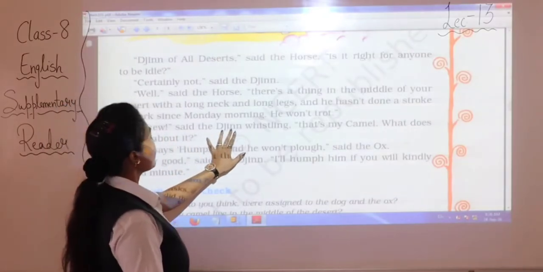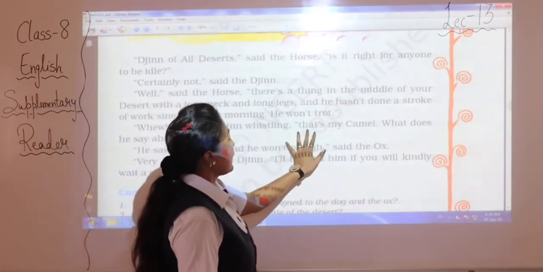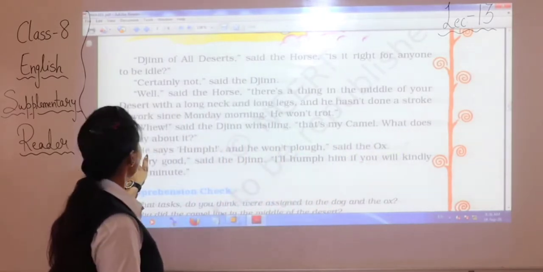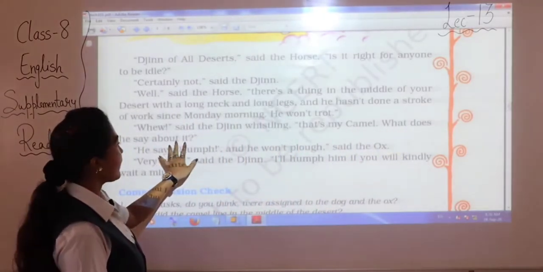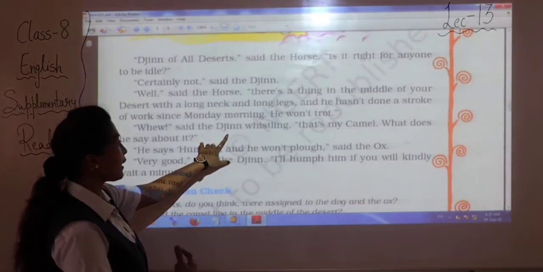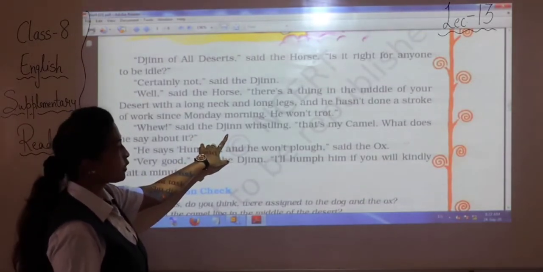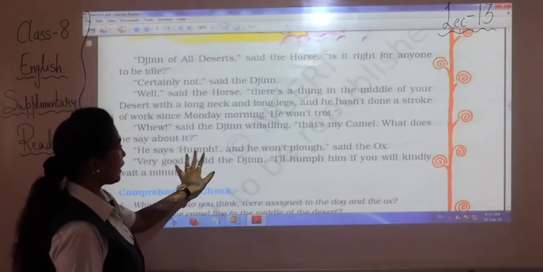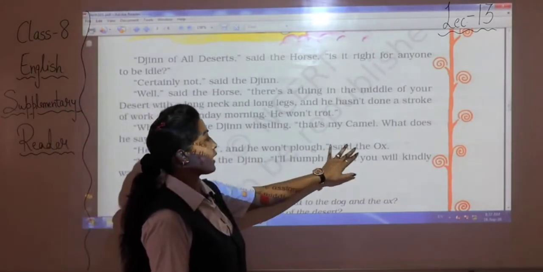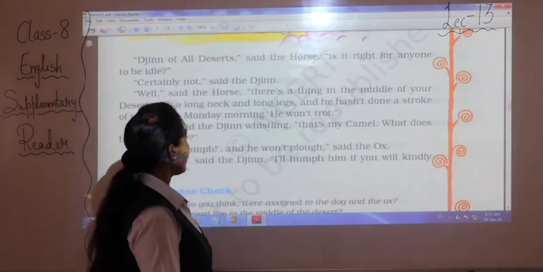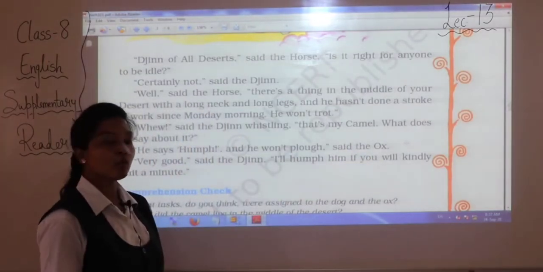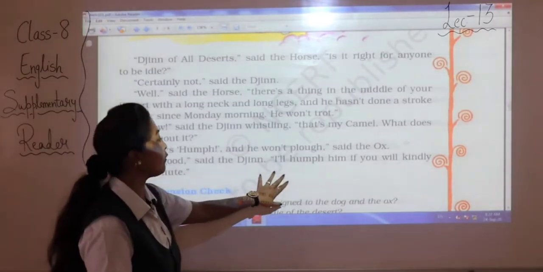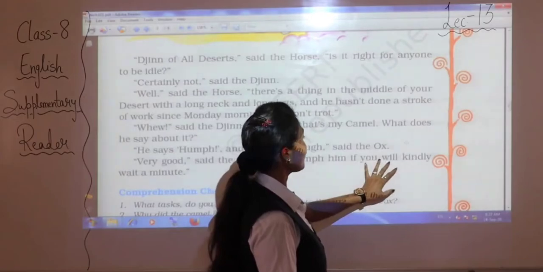"Who?" said the jinn, whistling. "That is my camel. What does he say about it?" "He says, and he won't plow," said the ox. Now what the ox said? That he just says and doesn't want to plow. "Very good," said the jinn. "I will whom him if you will."